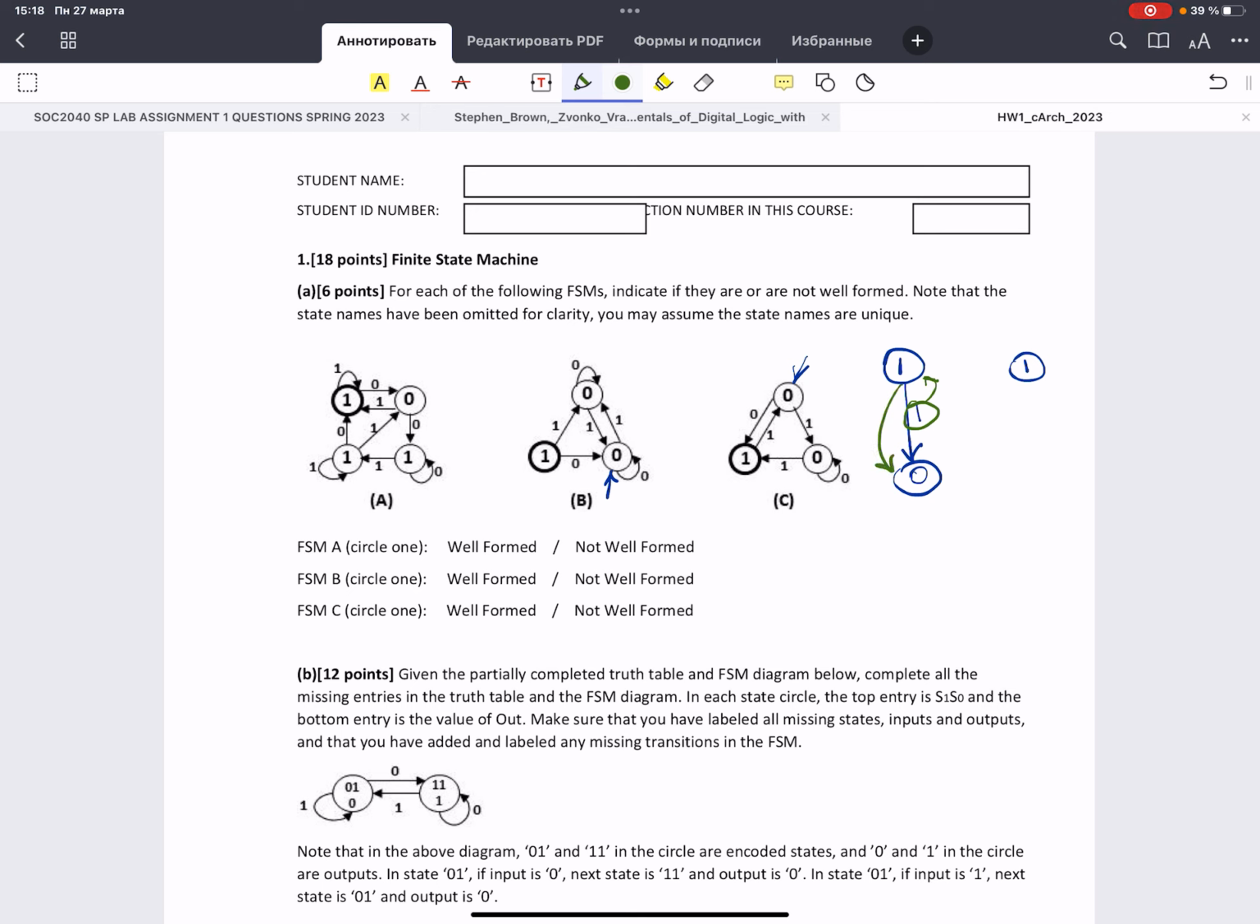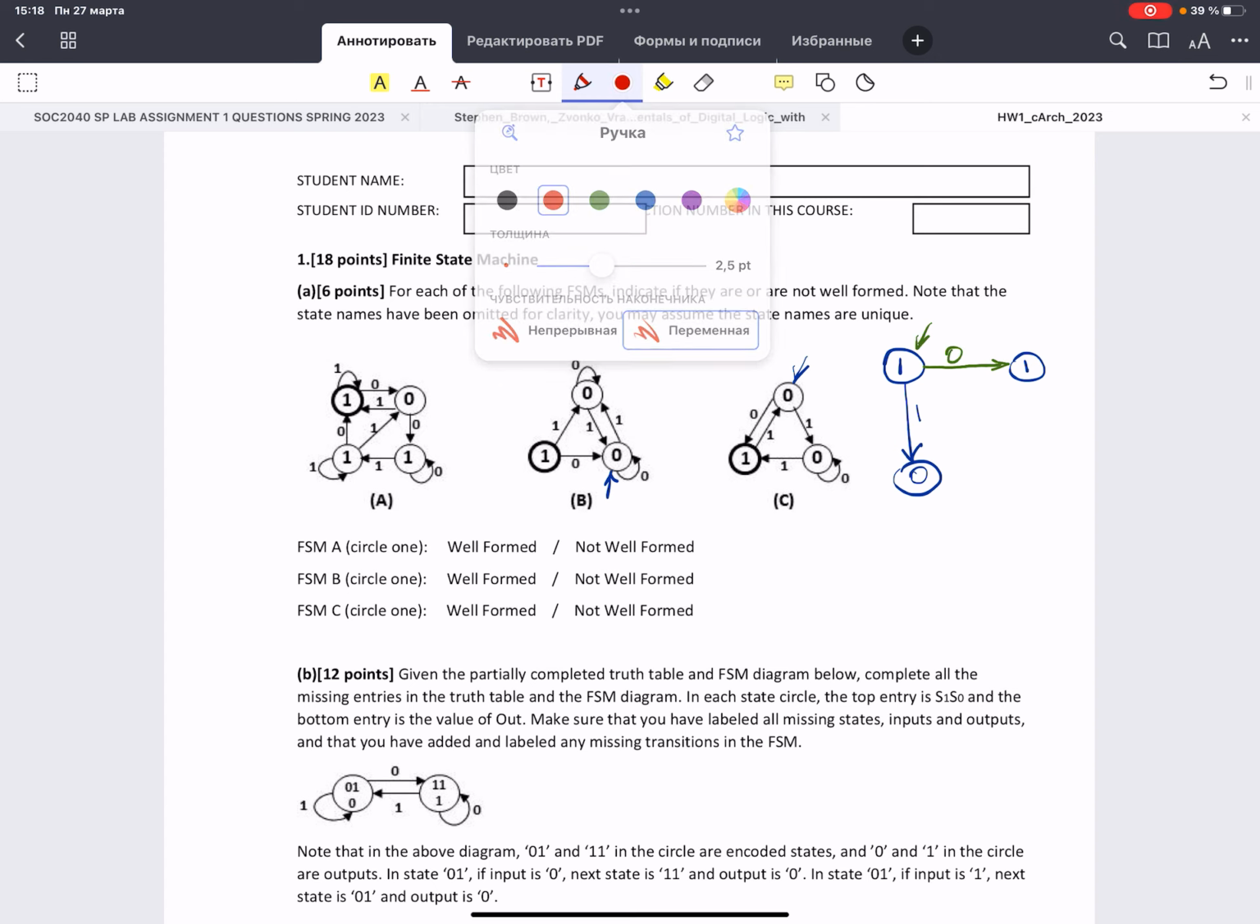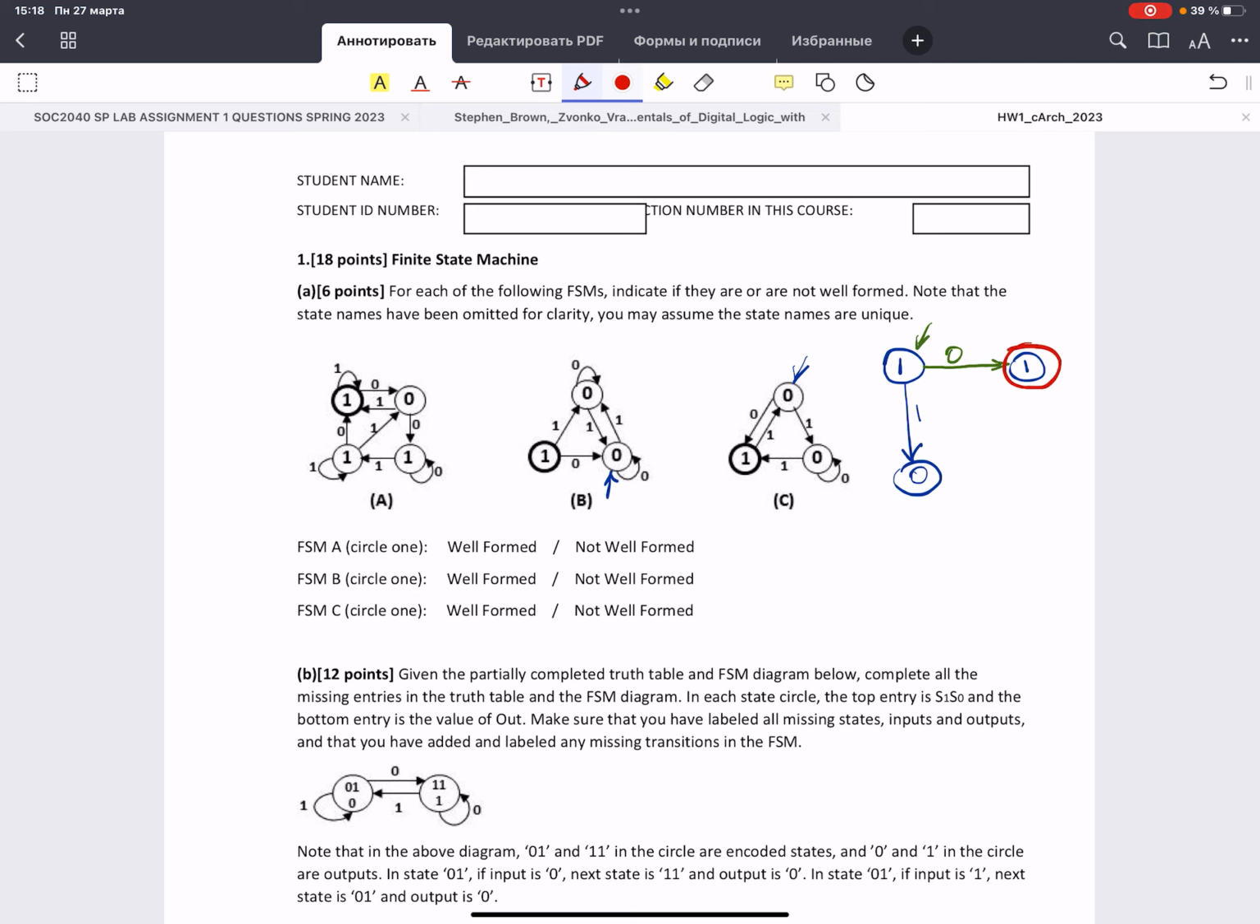I repeat, for example, if the input given to this state is 0, that means the next state is going to be this state. And a very basic rule is that whatever input you give, the outcome or result should be unique. What does it mean? Let's draw again. This is the input, and this is a state, and this is a state. I'm drawing this arrow, and I'm giving input 0.